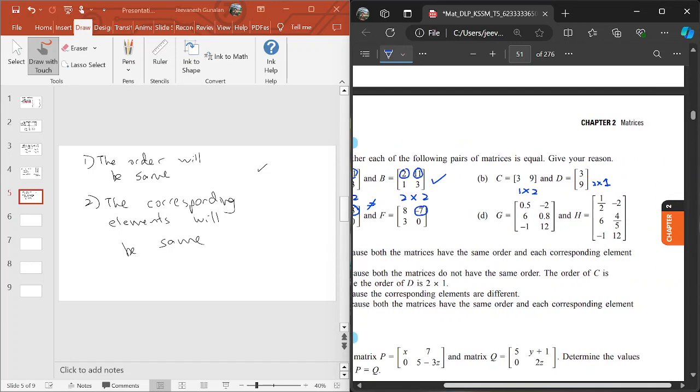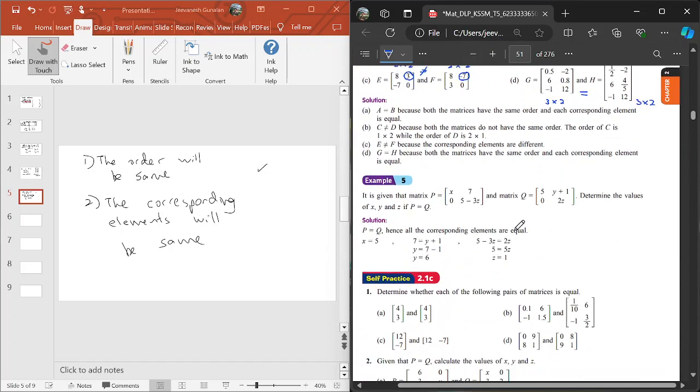Okay, the final one. First of all, let's see the rows and columns. There are 3 rows and 2 columns here, and there are 3 rows and then 2 columns here. So the order is the same. Now the values: 0.5 is 1 over 2, just in fractional form. This is 6 and 6, negative 1, negative 1, negative 2, negative 2. 0.8, if you change that to a fraction, you'll get 4 over 5. So 12, 12. So these matrices are equal.